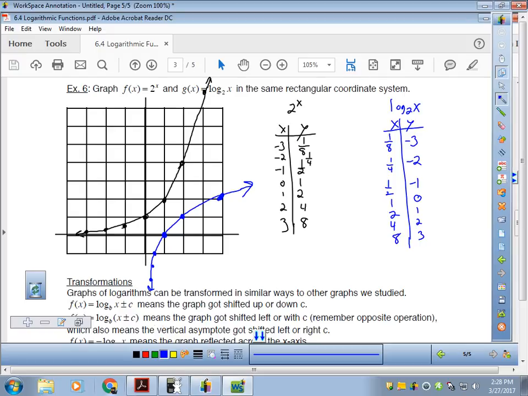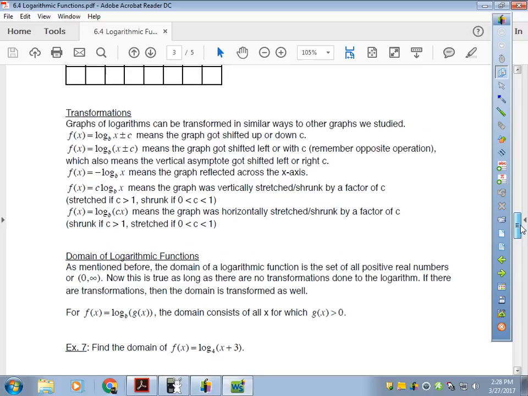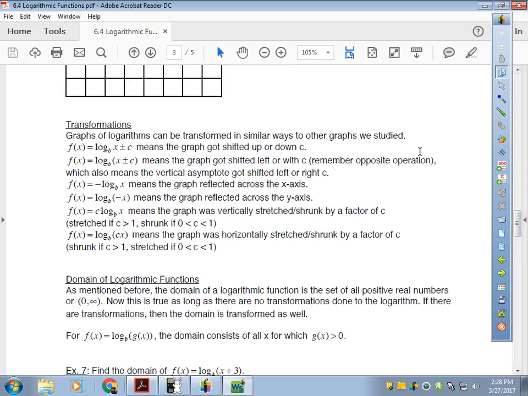Now, you can do transformations of logarithms just like you do transformations of other functions. They're not too bad. If you have a plus or minus c outside of the logarithm, then it shifts the graph up or down c units. So if it's plus c, it shifts it up c. If it's minus c, it shifts it down c.